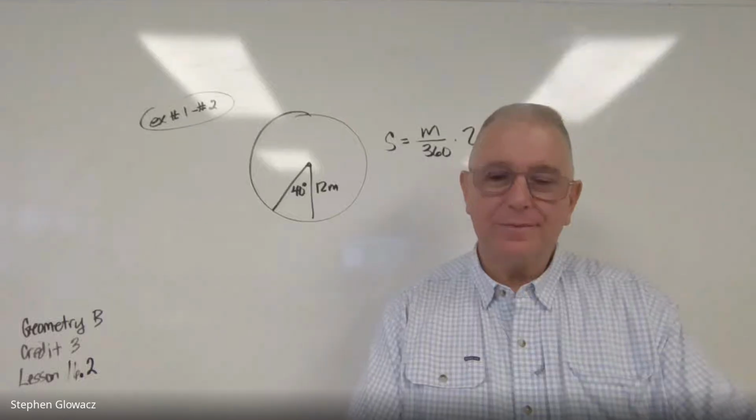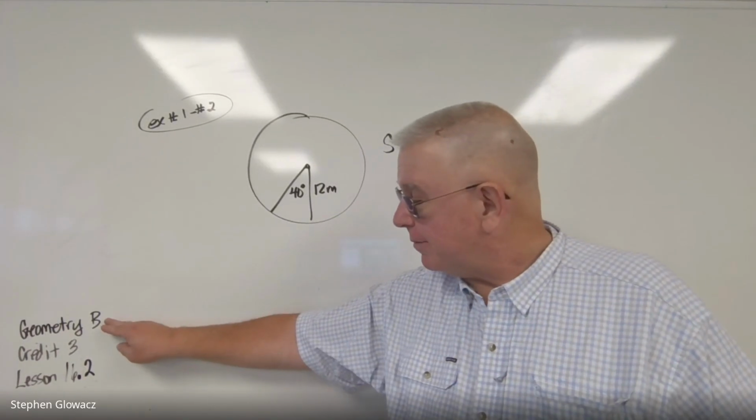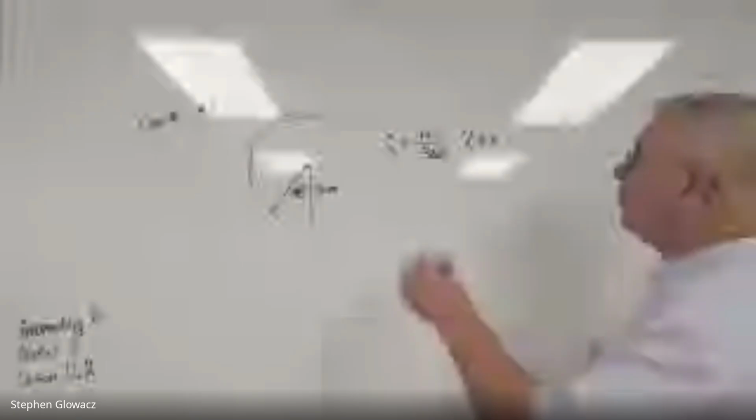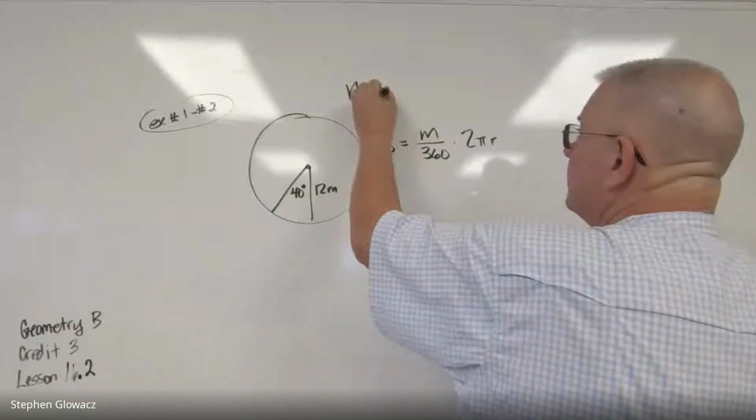These are the examples for Geometry B, Credit 3, Lesson 16.2. Lesson 16.2, we're going to be talking about something called arc length.